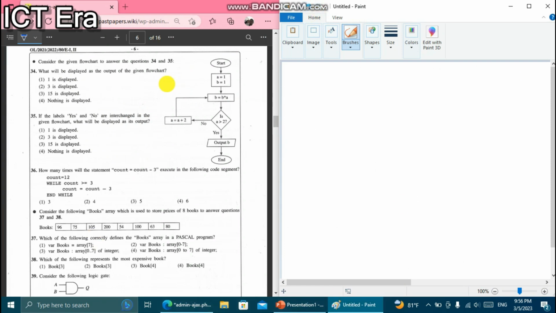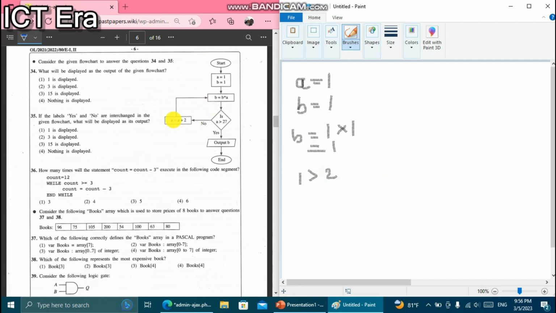Right. So now let's see here start. Now there are two variables. First one is A equals 1. Then B equals 1. These are the two variables. Now what happened? Now B equals B times A. B is 1, A also 1. So what is the value of B? 1. Is A greater than 2? What is the value of A? 1. Is 1 greater than 2?